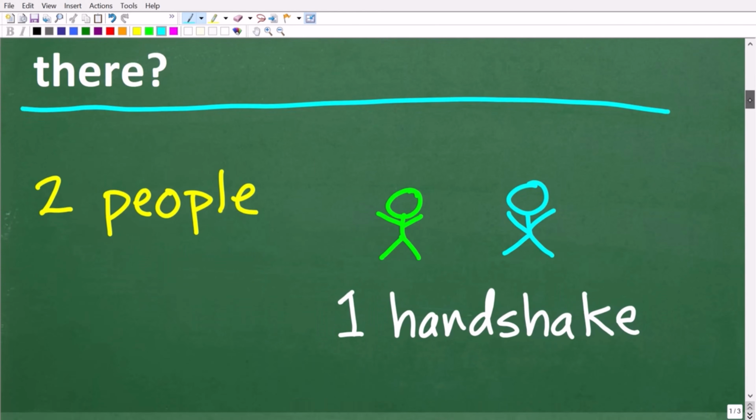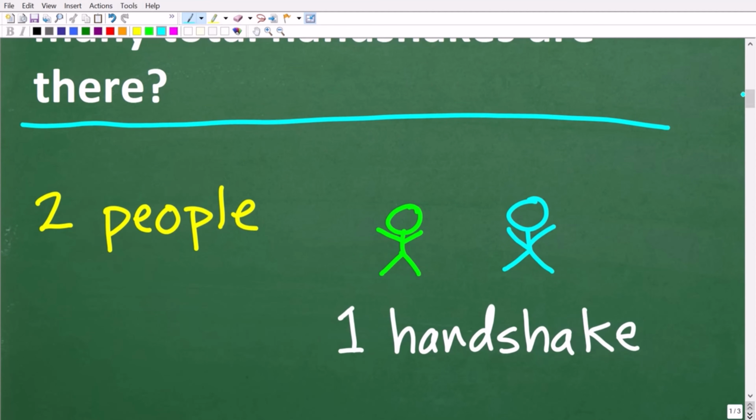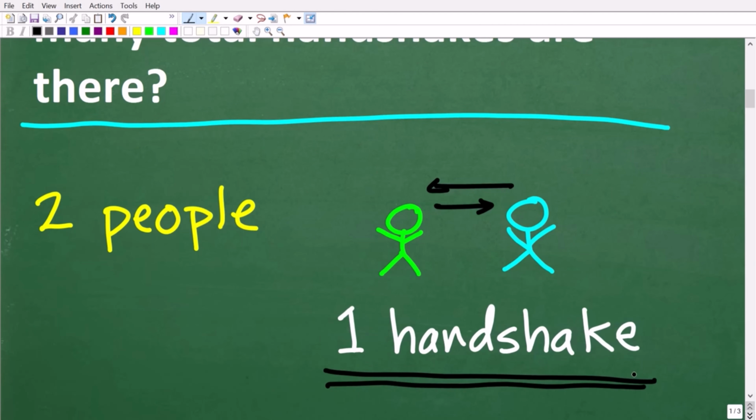So what if there was only two people in the room? Well, how many handshakes are going to happen if there's only two people in the room? Well, of course, only one handshake, right? So this person can shake hands with this person, or this person can shake hands with this person. The order really doesn't make a difference. There will be just only one handshake. All right, so two people in the room led to one handshake.